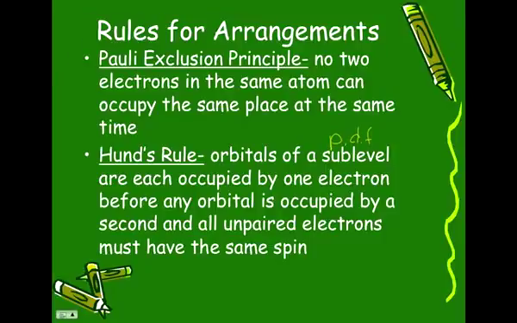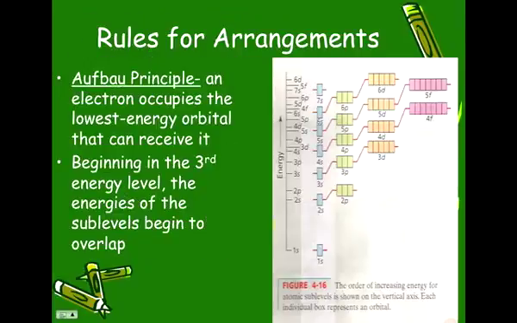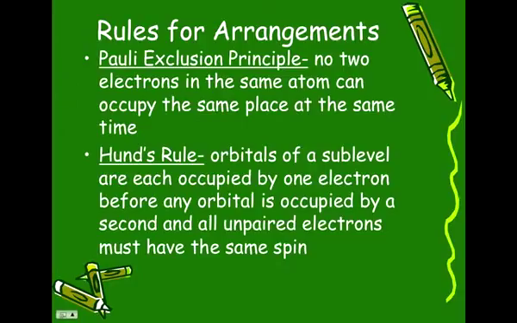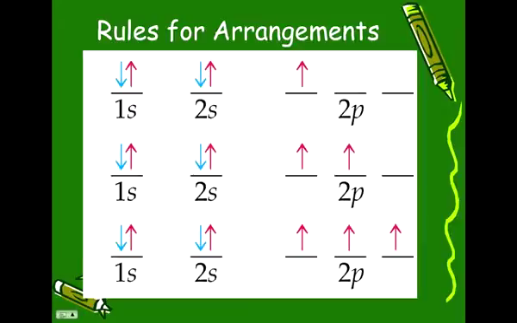So the 3 rules: Aufbau says lowest energy levels filled first. Pauli says that you can't have 2 electrons in the same place at the same time. This will kind of make more sense once we start talking quantum numbers, in that no 2 electrons can have the same 4 quantum numbers. And like I said, that will make significantly more sense a little bit later. And then Hund's rule says each orbital in a sublevel gets 1 electron before anybody gets a second.